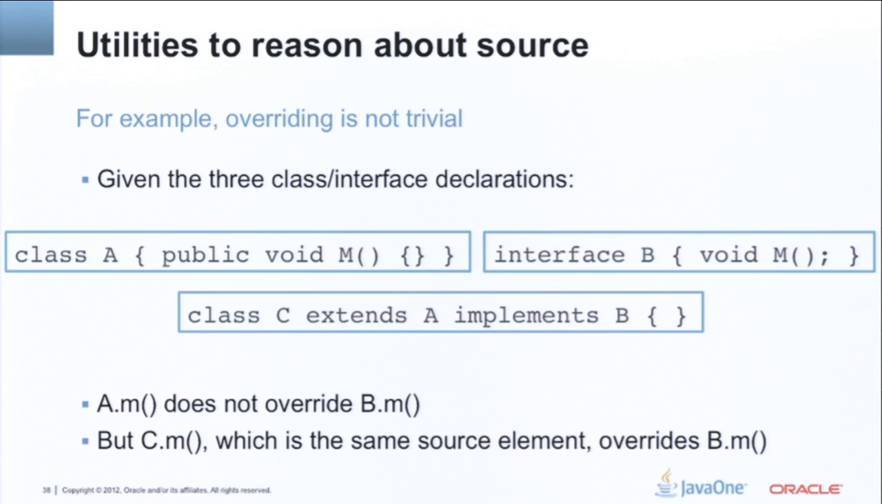And this turns out to depend on which perspective you have, because A.M will be the method executed when you call C.M as well. So if you take on your class A hat, then A.M does not override B.M, or in this case, since it's an interface, does not implement B.M. But if you look at the same declared method in the source code of A, but from the perspective of being a C, which inherits the method M, then that M will actually override B.M.